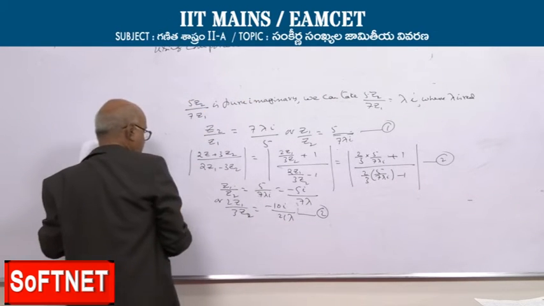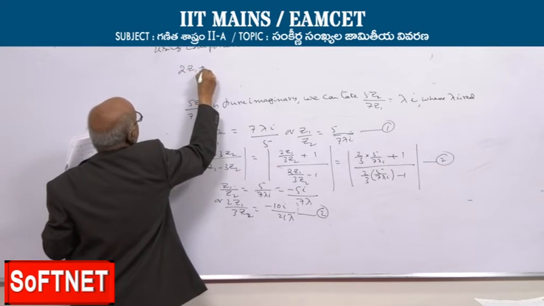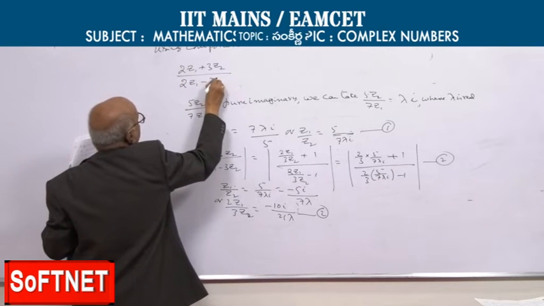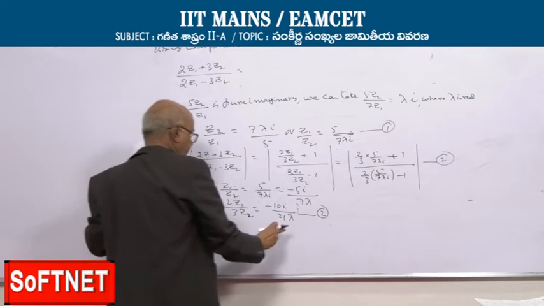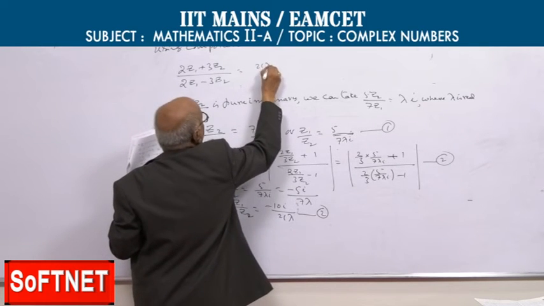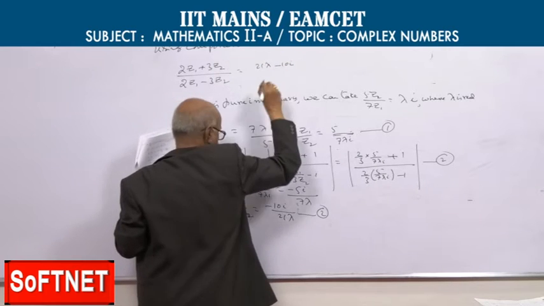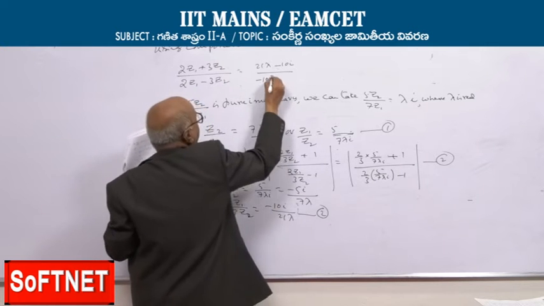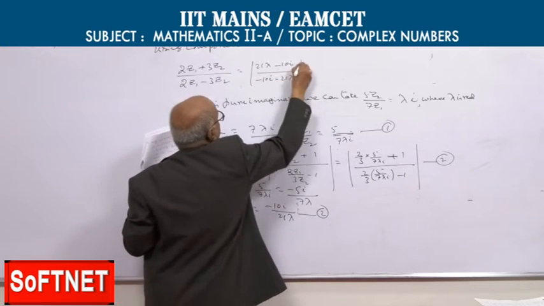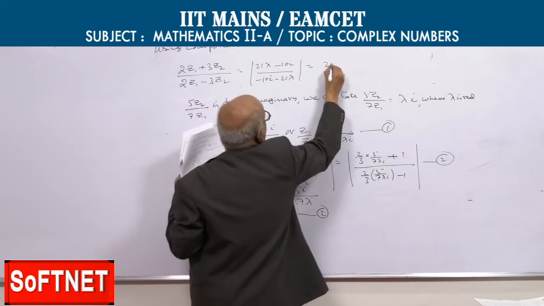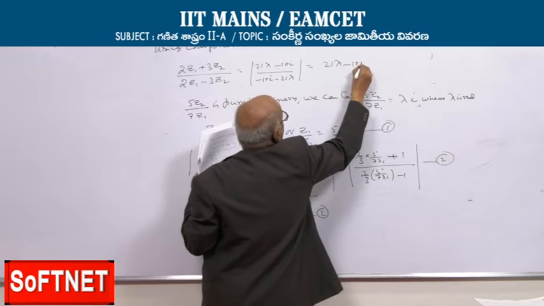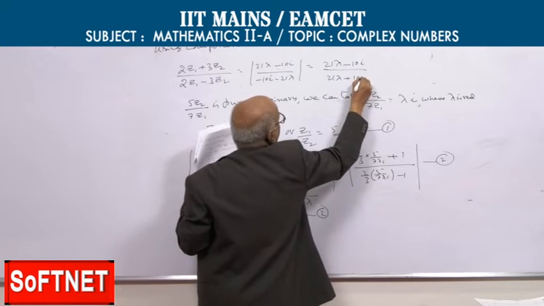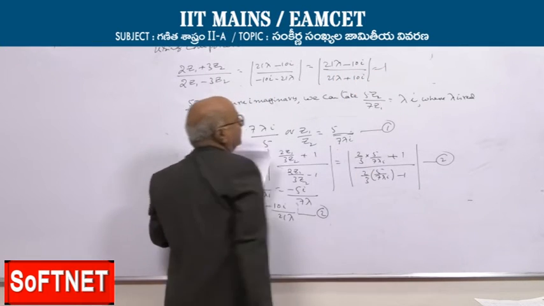Equation number 2, you will get 2Z1 plus 3Z2 by 2Z1 minus 3Z2 is equal to 21 lambda minus 10i by minus 10i minus 21 lambda. So this is 21 lambda minus 10i by 21 lambda plus 10i. That is a good one.